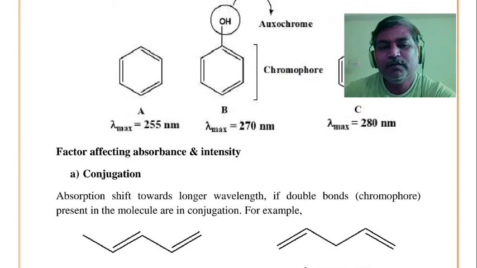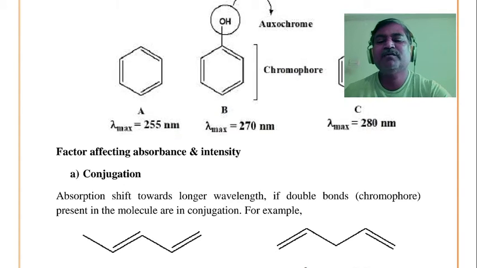Now, the factors affecting absorbance and intensity. Absorbance and epsilon, that is intensity. Which is the first factor? That is conjugation. Conjugation is the first factor.